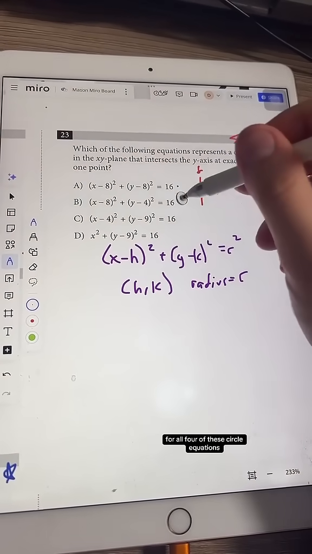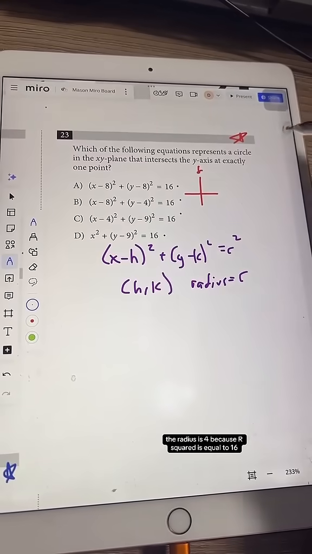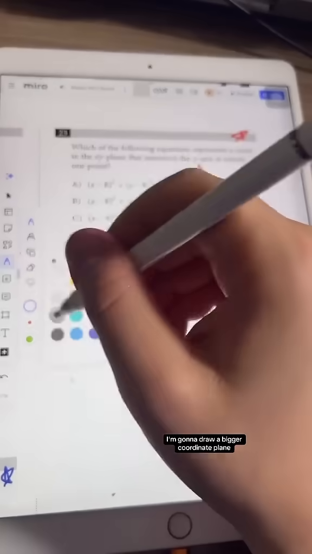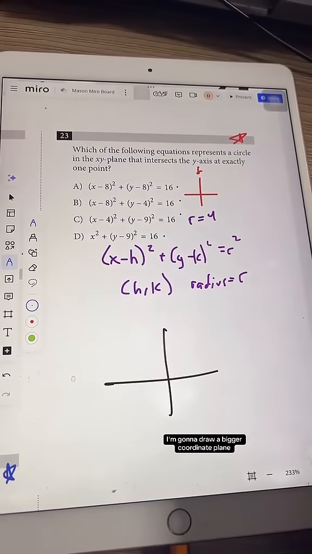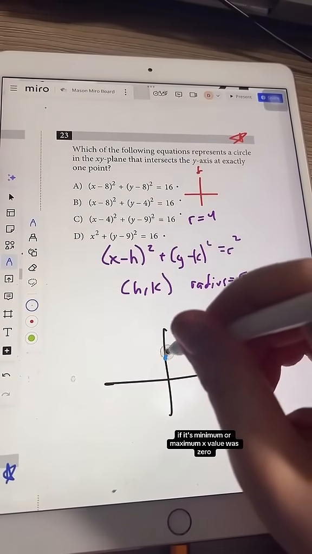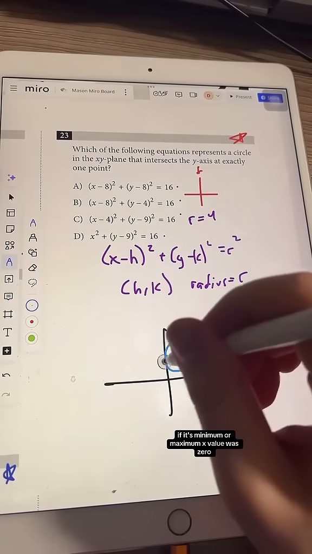For all four of these circle equations, the radius is 4, because r² is equal to 16. So let's think about where it would touch the y-axis once. I'm going to draw a bigger coordinate plane. It would touch the y-axis once if its minimum or maximum x value was 0.